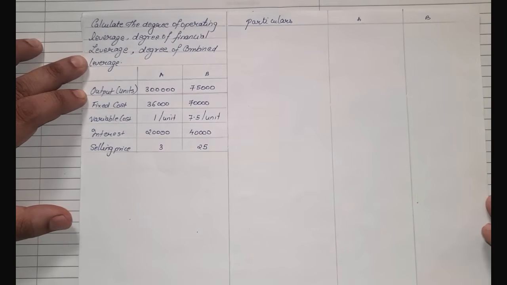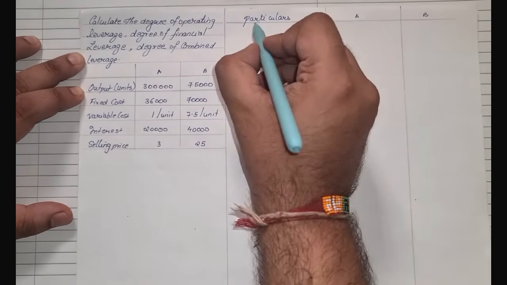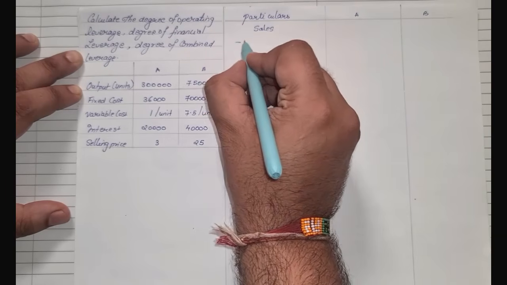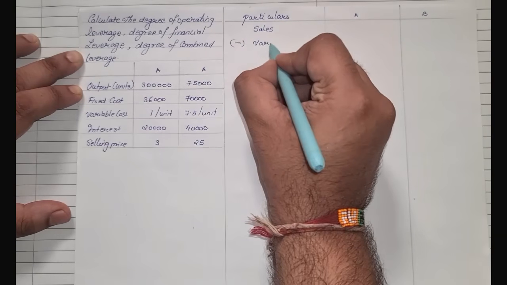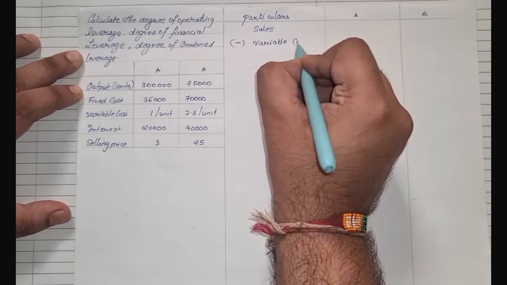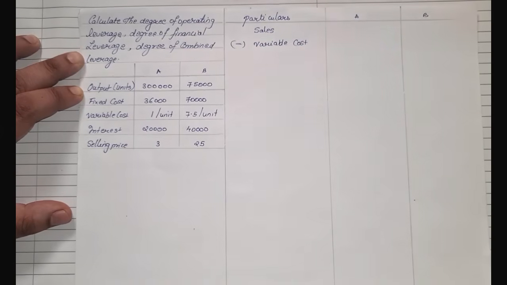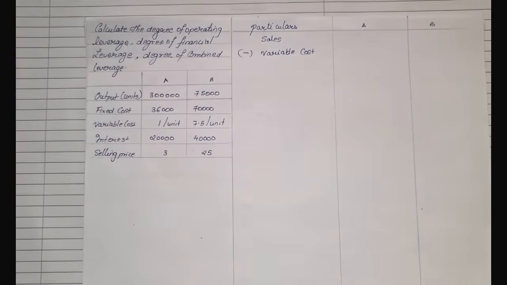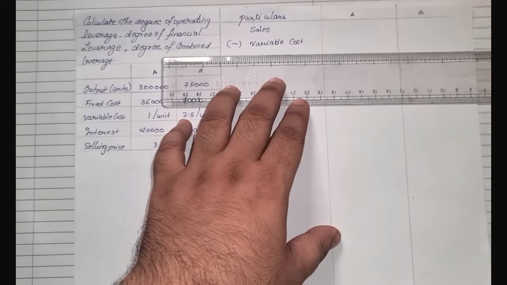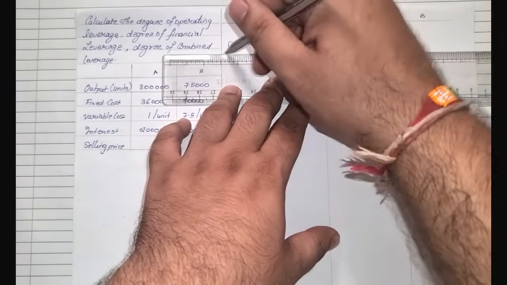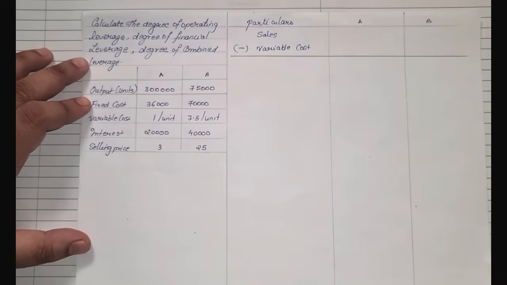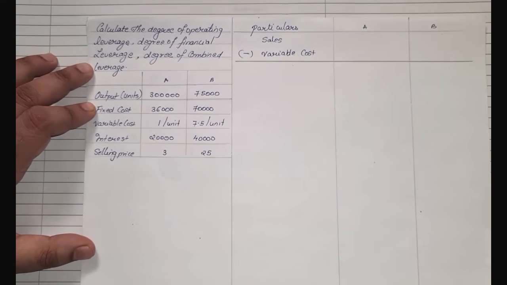As per the income statement, it always starts with number one, sales, less variable cost, gives us contribution. I'll make a line towards that point so that we come to know the distinction. So what we'll do first here is only note down the values based on sales and variable cost.